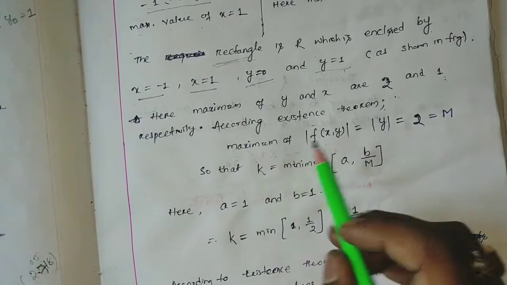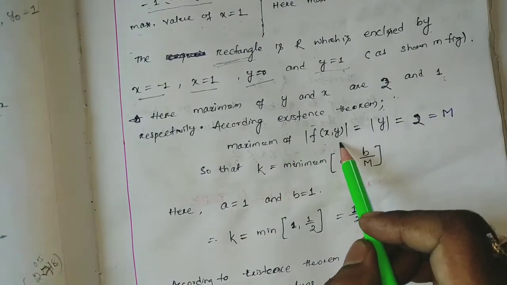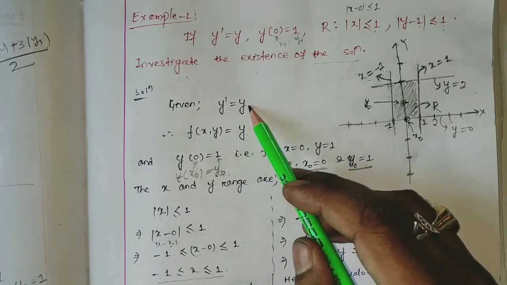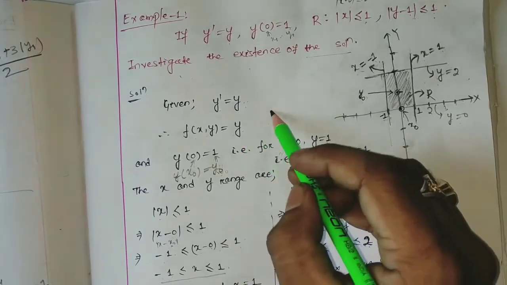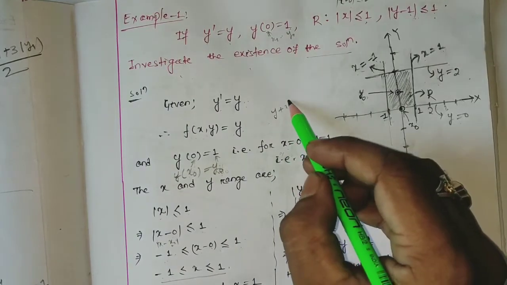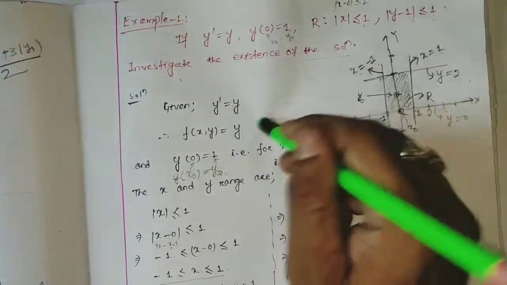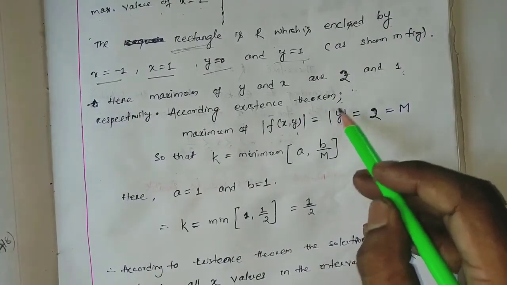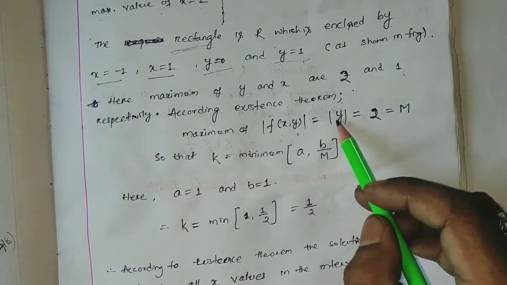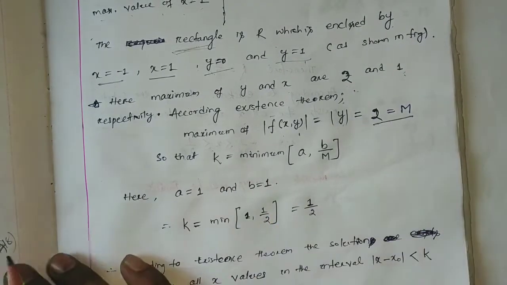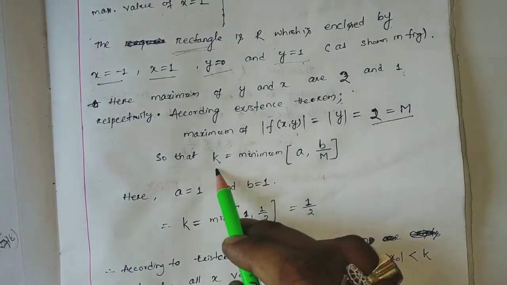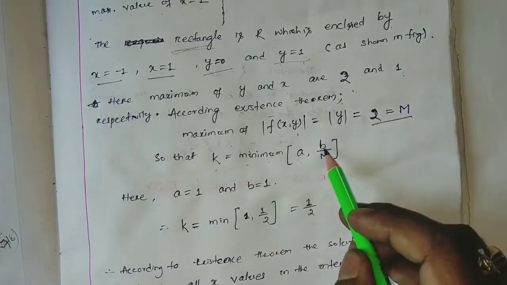So in this case the maximum of f(x,y) is given by y, only y. So we are going to consider |y|. Suppose in the question it is given x plus y, then we have to consider |x + y|, but as it is given only y, we consider |y|. The maximum value of y is 2, so |2| is 2, the value of M, right? Now we have to find K. K is the minimum of a and b by M.